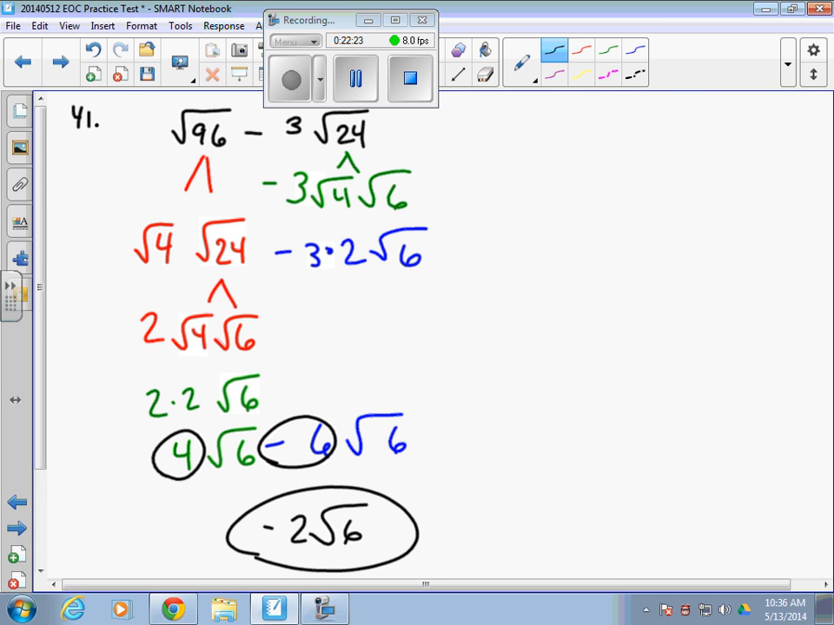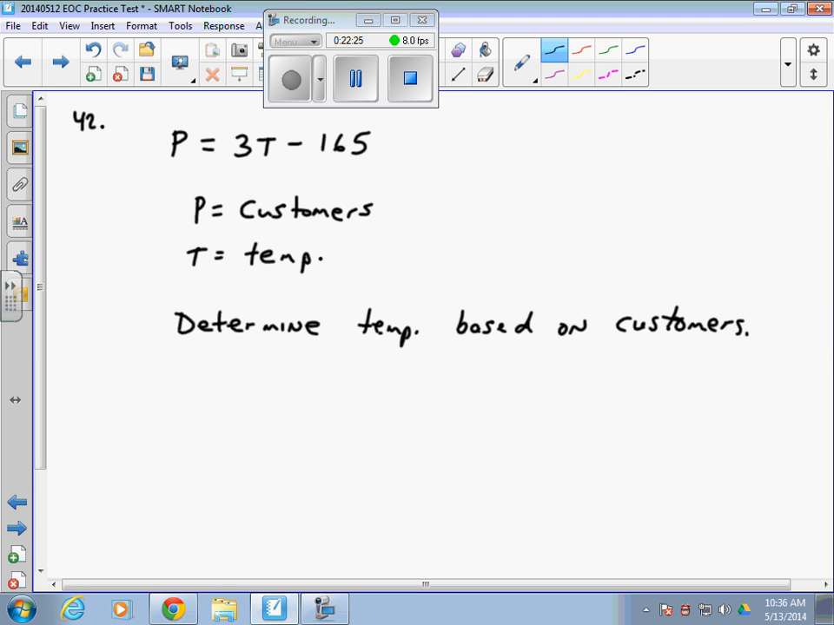Allison uses the equation P equals 3T minus 165 to determine how many customers she's going to have with the temperature, with the change in the temperature. The question says, if Allison would like to determine the temperature based on the amount of customers she has, what would her equation look like? This one's saying she's going to have this many customers based on that temperature. She's trying to say, what if I want to determine what the temperature is? So she's trying to get T equals all by itself instead of P.